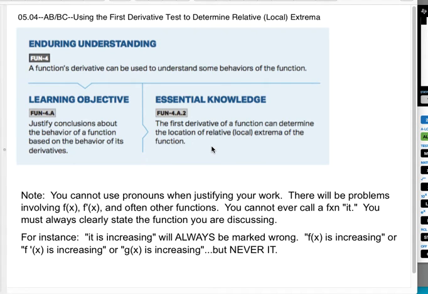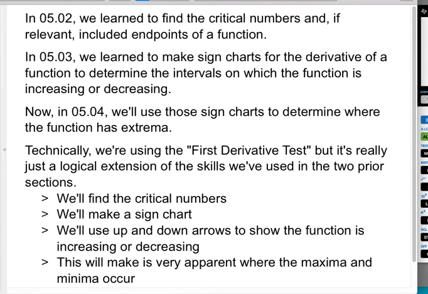All right, this is AP, AB, and BC Calculus. We're doing Unit 5, Section 4, which is using the first derivative test to determine relative, or local extrema. So the same disclaimer, don't use the word "it" when you should specifically refer to a function. Don't say "it has a maximum," say f of x has a maximum. Don't say "it is increasing," say f prime of x is increasing, or g of x is increasing, right? Be specific.